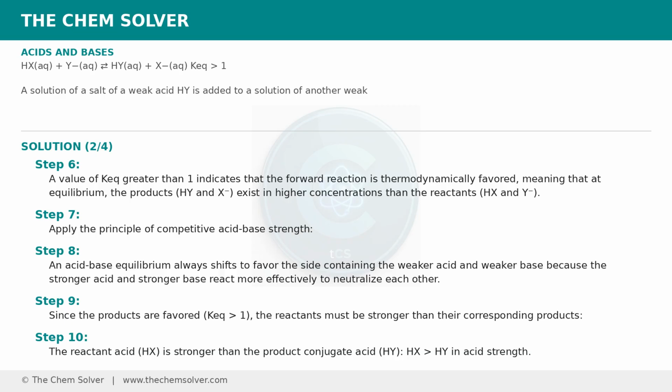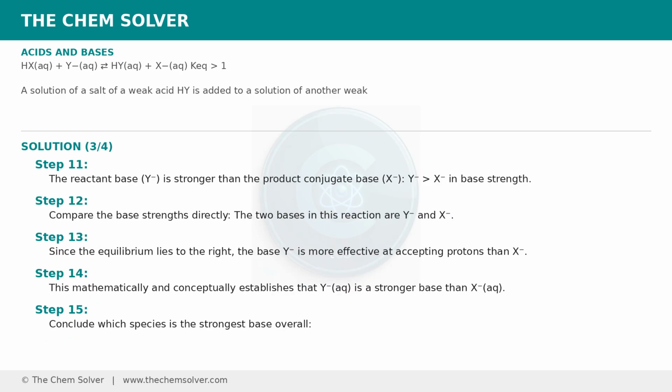The reactant acid, HX, is stronger than the product conjugate acid, HY. HX is greater than HY in acid strength. The reactant base, Y⁻, is stronger than the product conjugate base, X⁻. Y⁻ is greater than X⁻ in base strength.